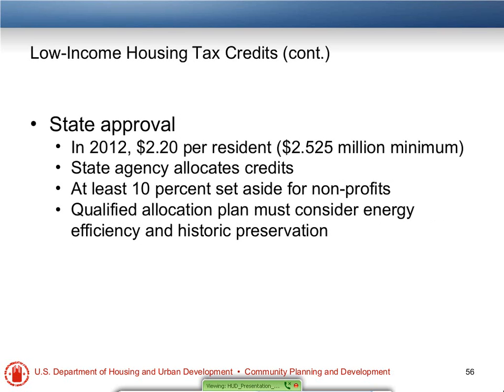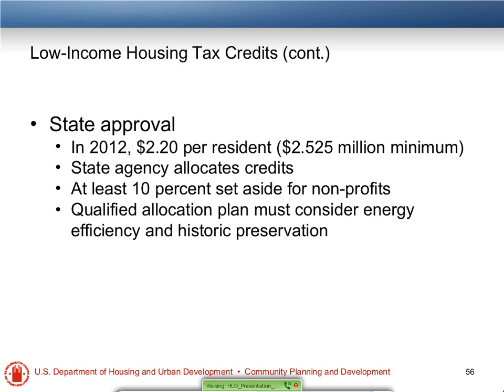In 2012, the federal government allocated $2.20 per resident of the state to the state for allocation in low-income housing tax credits. There was a minimum for small states, and that's $2.5 million. Then the state agency is the one that goes and allocates the credits through a qualified allocation plan. And that plan has to require that at least 10% of the credits get awarded to nonprofits.